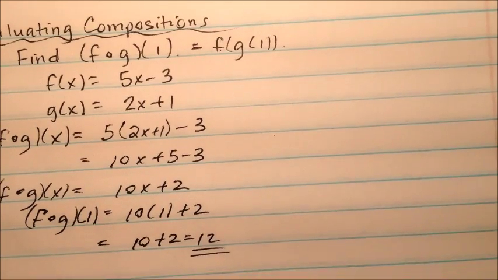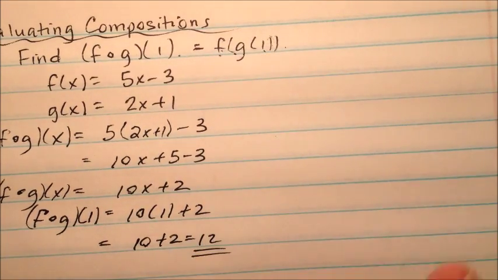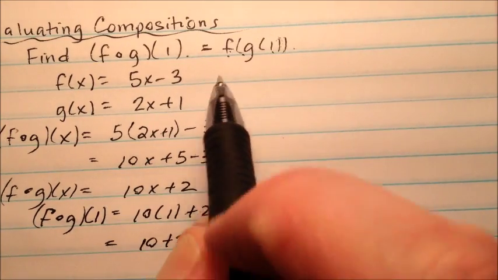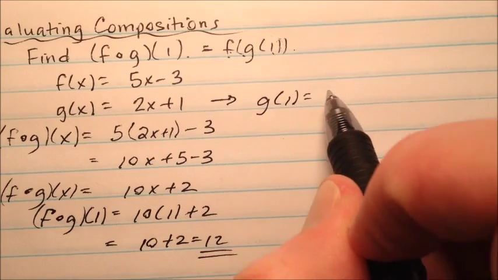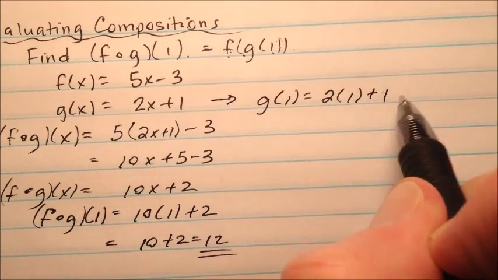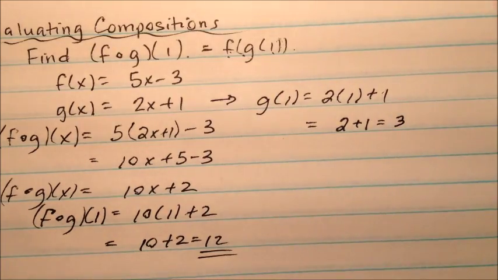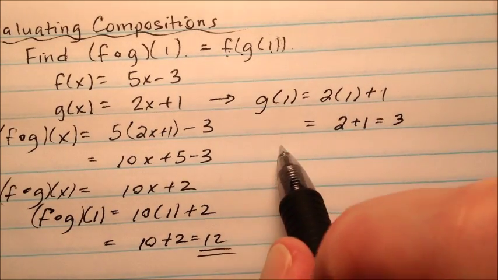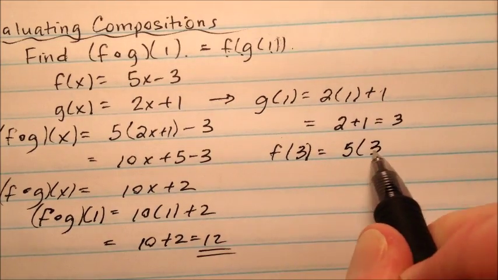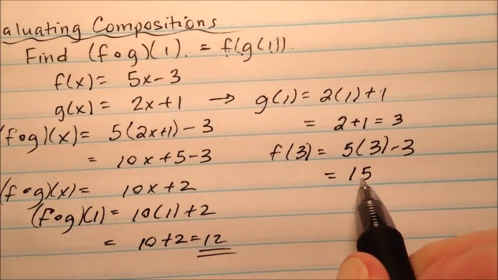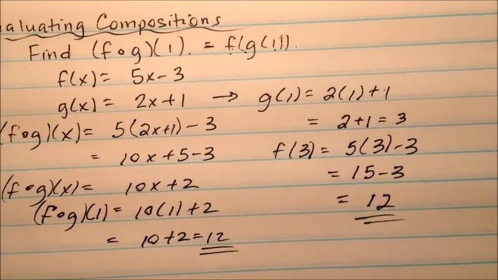Or let's try it this way. Let's go ahead and plug 1 into g, and then whatever we get there, let's plug that into f. So if we plug 1 into g, it's going to be g of 1, so it's going to be 2 times 1 plus 1, so it'll be 2 plus 1 will equal 3. So now let's find f of 3. Well, 5 times 3 minus 3 is 15 minus 3 equals 12 again.